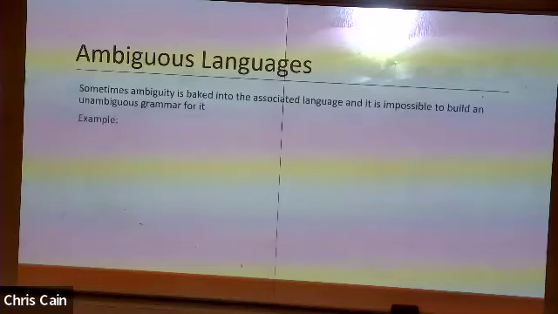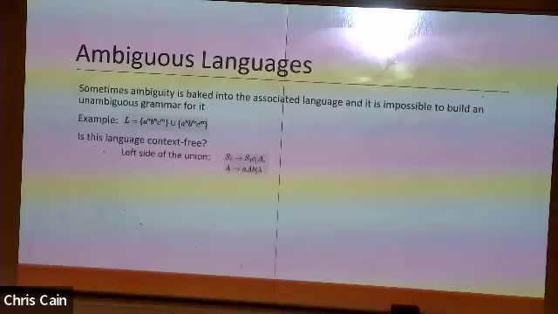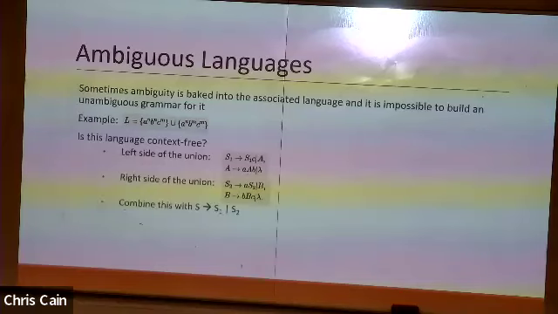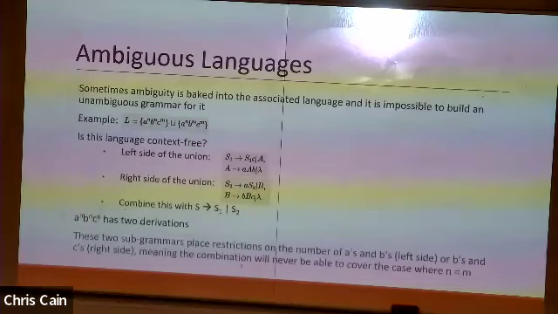Last time we talked about some ambiguous languages. We talked about ambiguous grammars, but this concept was basically that the language itself can be ambiguous, which means that it's not possible to build an unambiguous context-free grammar that represents the language. It's not just that the grammar could be ambiguous or non-ambiguous. It's that we can show that no such unambiguous grammar exists. So this was the example that we used.